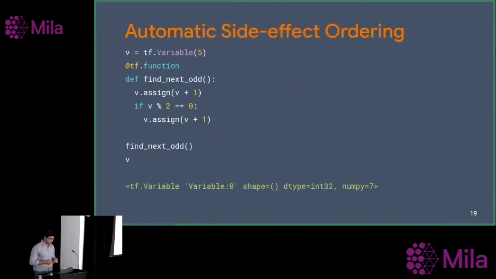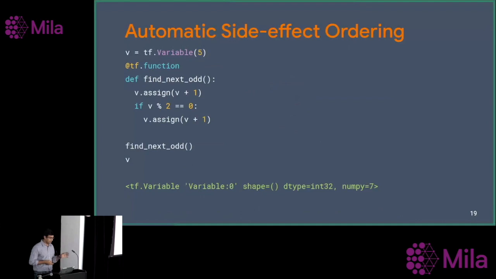Another thing that has bugged people in TF1 is side effect ordering. Side-effecting operations are those which, when called, change some underlying state but don't have an outgoing data edge. For example, if you have a variable and you assign a value to it, it just changes the state of your variable, but you don't have an outgoing edge from that node to depend on.